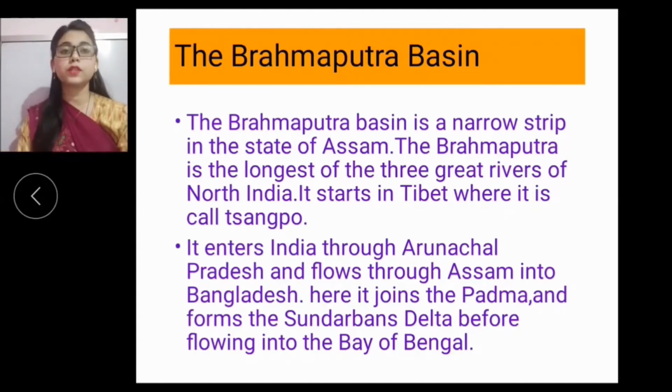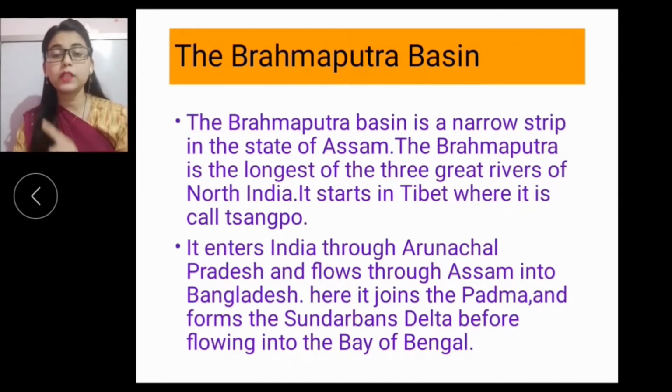The Brahmaputra is the longest of three great rivers of North India. So when we talk about the North India rivers, the Brahmaputra is the longest of the three great rivers of North India. It starts in Tibet, where it is called Sangpo. What is it called? Sangpo. It enters India through Arunachal Pradesh and flows through Assam into Bangladesh. Here it joins the Padma and forms the Sundarbans delta before flowing into the Bay of Bengal.